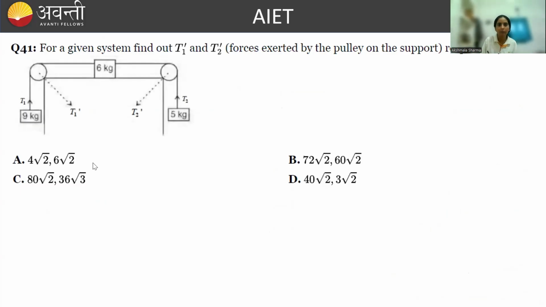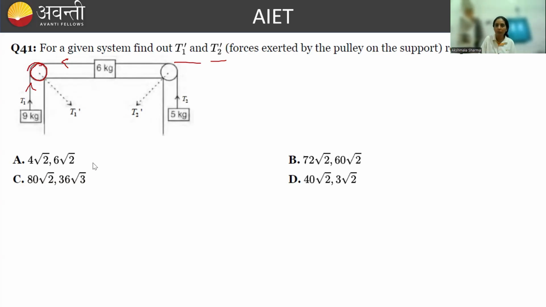Now, for a given system, find out T1 dash and T2 dash respectively. For that, we need to calculate tension in these two strings. Now, nothing is given about the pulley, so we will take the pulley as massless. Okay, what will we take the pulley as? Massless.